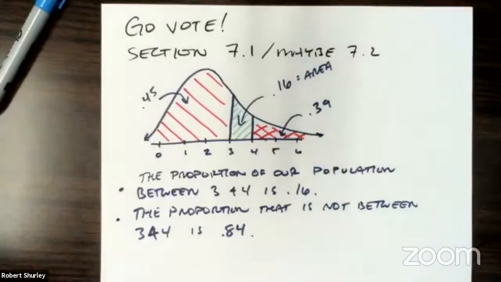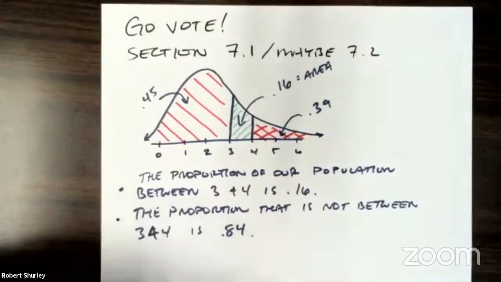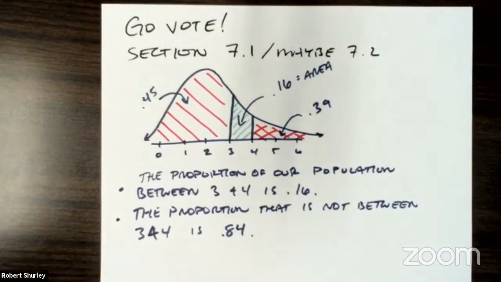So how would you figure that out? How do you know 3 and 4 is 0.16? We'll get there. We're not there yet. This is the introduction to the visual part. I'll get to the algebraic stuff in a minute.